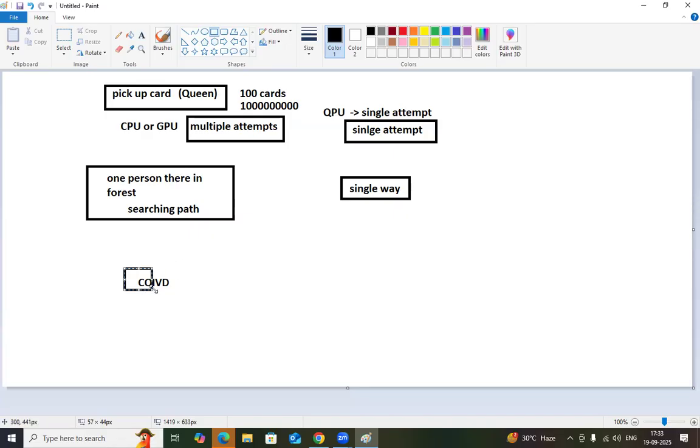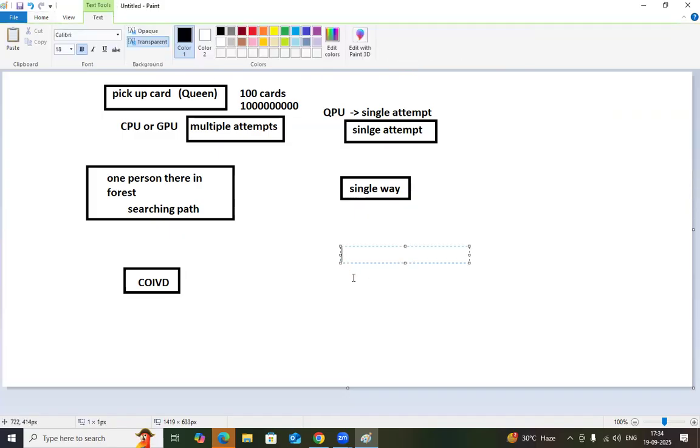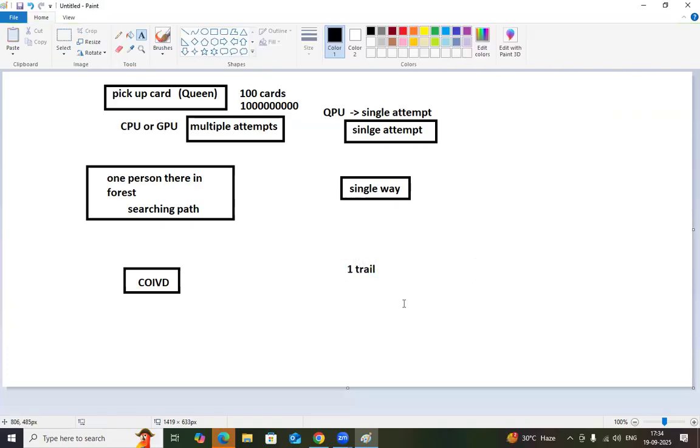We already have very good technology like CPUs and GPUs. With historical data, they do the trial, N number of trials. But with QPUs, only one trial. In one trial only, they can find the COVID vaccine.